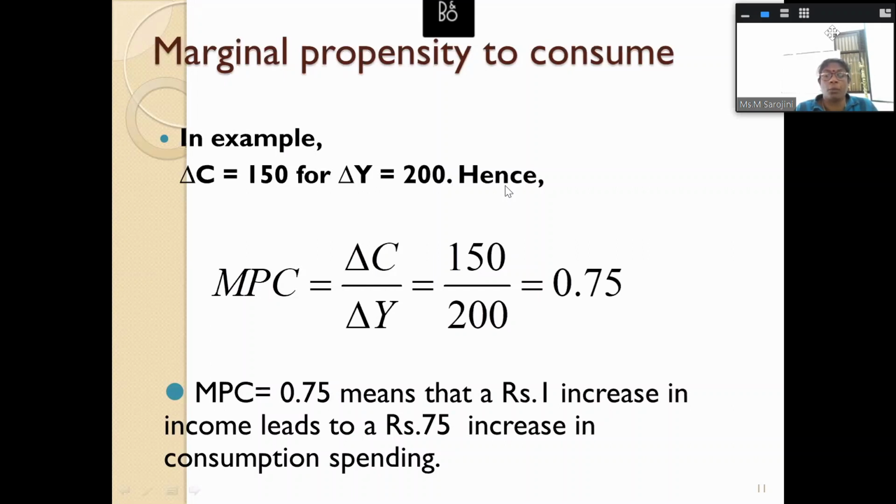That explains that when the income increases by 1 rupee, the consumption increases by 0.75 rupees, right? Or, once the income increases by 1 rupee, the people are spending 0.75 of it, 75 cents, of their income, right? That is the meaning of the MPC as well, right?